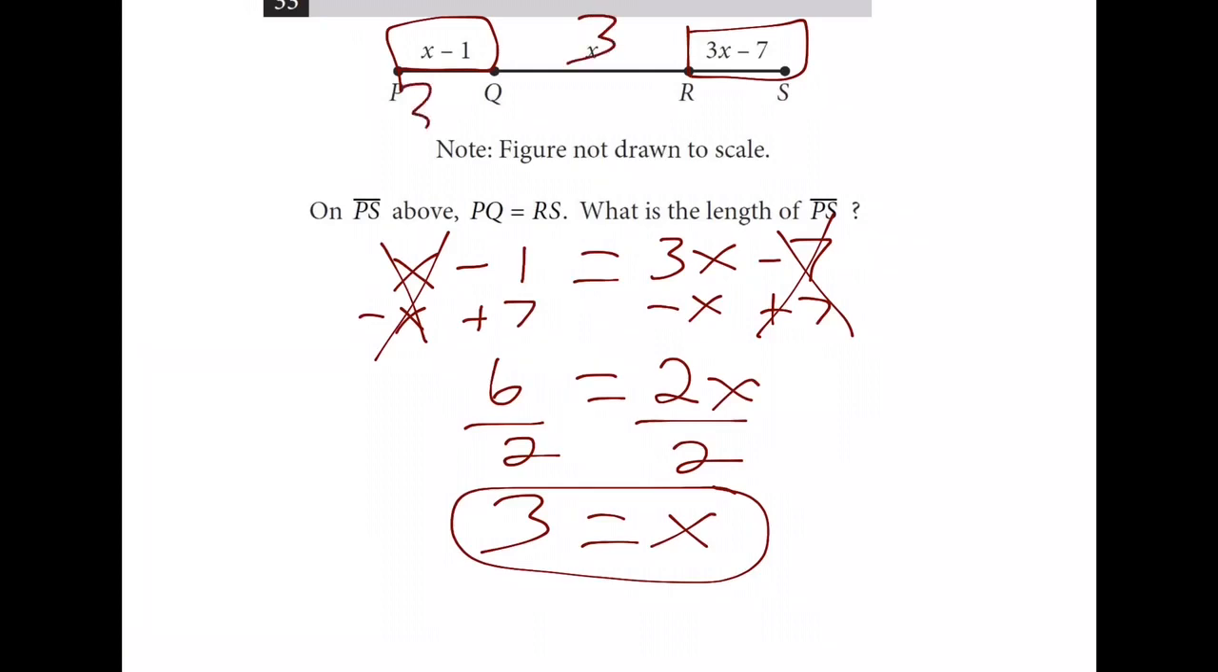And this part is 3 minus 1, which is just 2. And this part is 3 times 3, 9 minus 7, which is just 2. So 2 plus 3 plus 2, then my total length is 7.